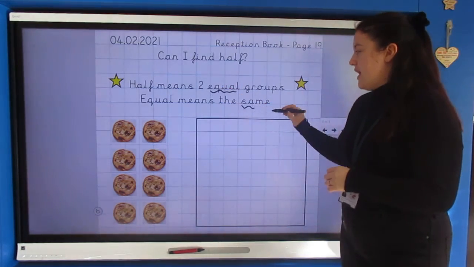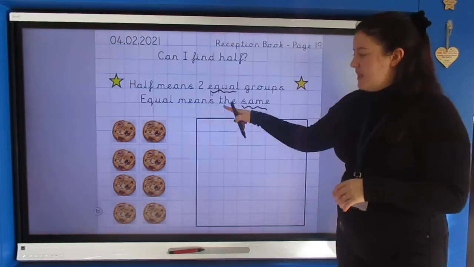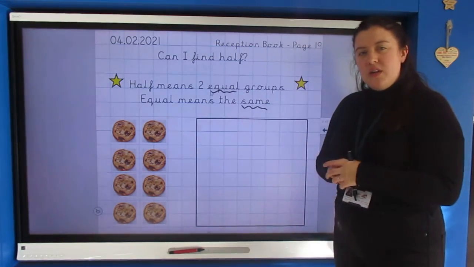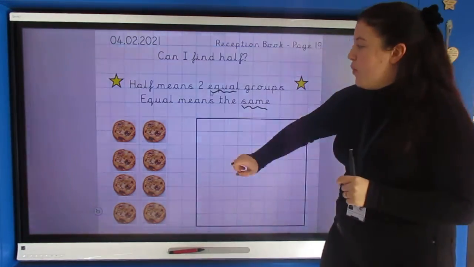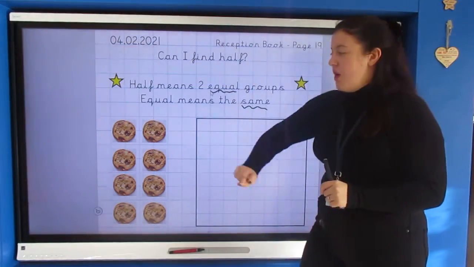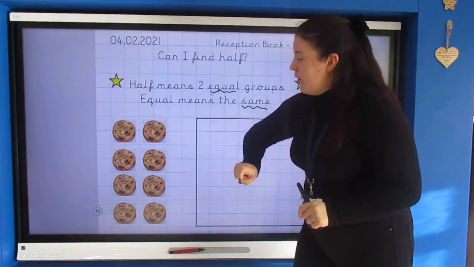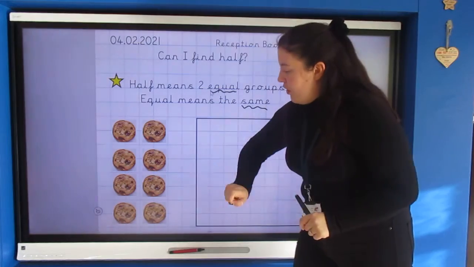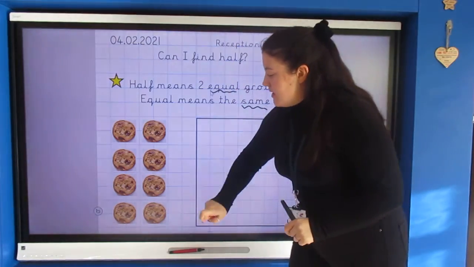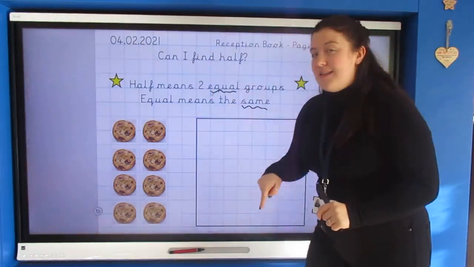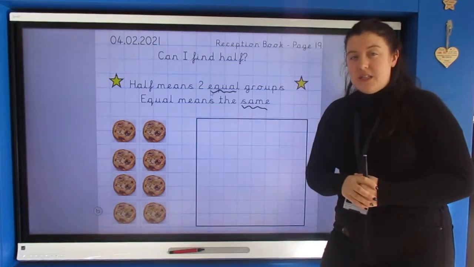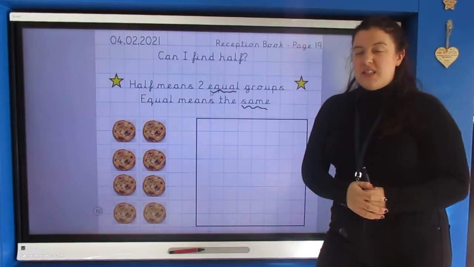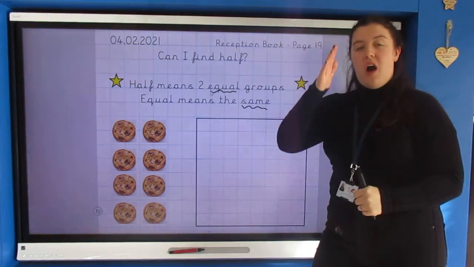Equal means the same. How many biscuits can you see on my board? Let's count them together, and remember we have to touch it and count. 1, 2, 3, 4, 5, 6, 7, 8. 8 biscuits this time. I can't have 8 biscuits, can I? That's too many.